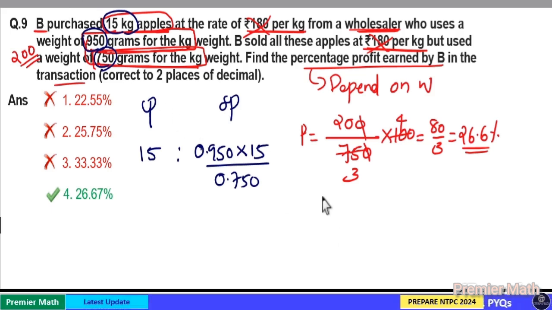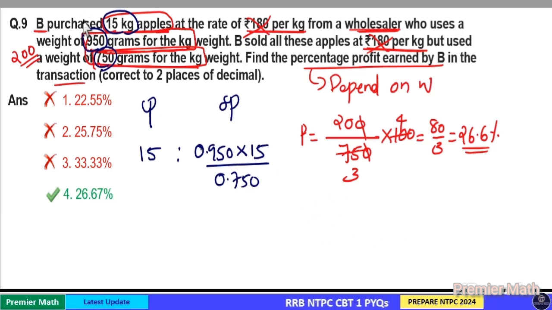That is, consider you have 75 kilogram of apples. And when a customer asks for 1 kilogram, you are only giving 750 gram. That is, you are only giving 0.75 kilogram. Now, instead of 75 kilogram, you will get 100 kilogram price. That is, you can sell 100 kilogram. You will get 100 kilogram price if you use this false weight here.